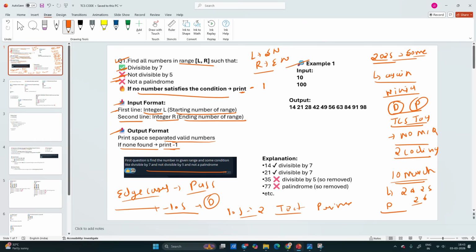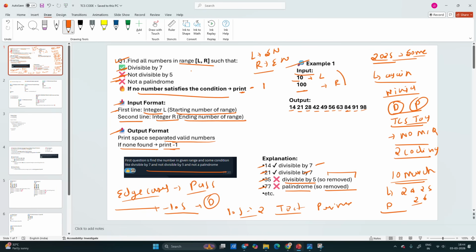So this is example number 1. This is the input: 10 is L, the starting number of the range, and 100 is R. In between we have to check all the numbers. You can see the output: 14, 21, 28, 42, 49, 56, 63, 84, 91, 98. First of all, 14 is divisible by 7, 21 is divisible by 7, 35 is divisible by 5, so it is removed. 77 is a palindrome, so remove it.